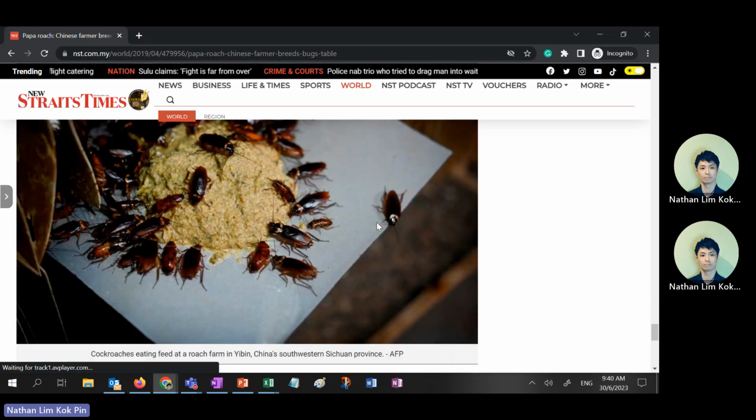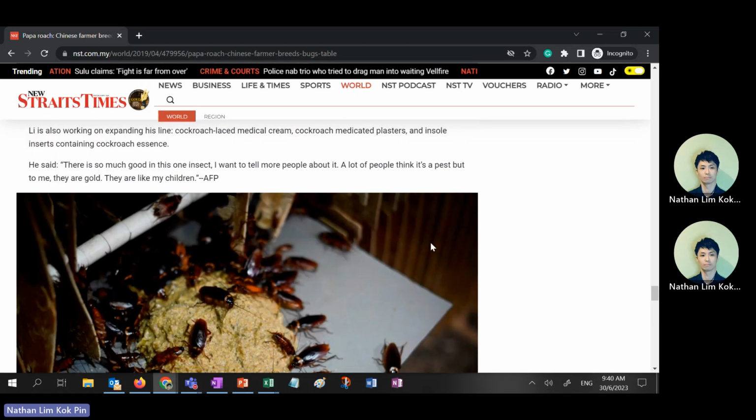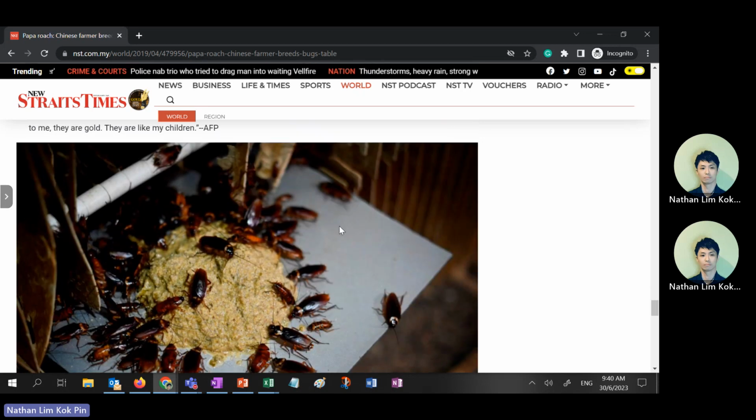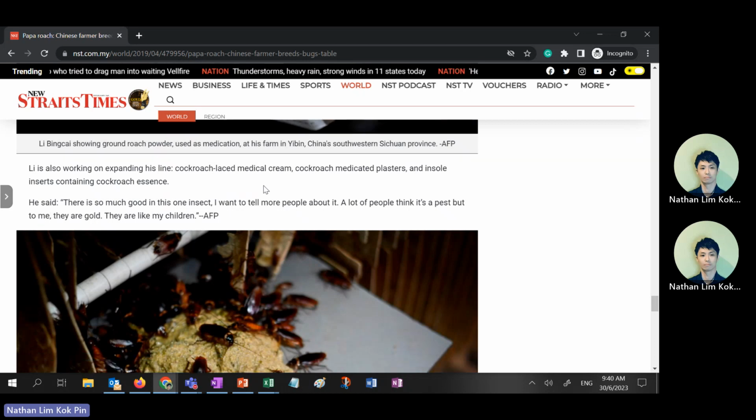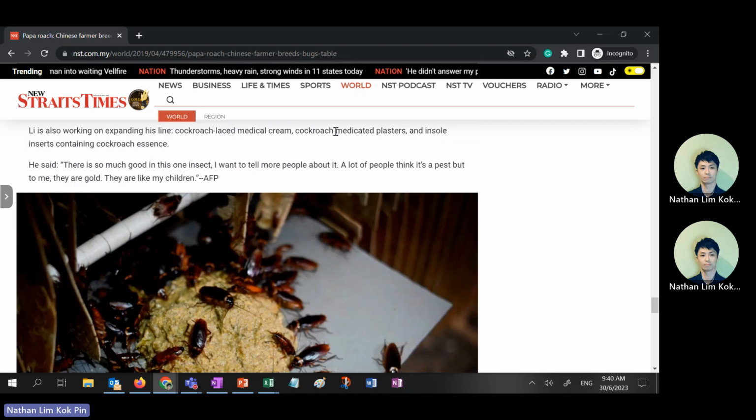So this is my summary, right? Very nice cockroach, right? Is he eating that? What is that? Oh, they also use for... They are like my children. They also use for cockroach medical cream, medicated plasters, and inserts containing cockroach essence. So a lot of use, right?